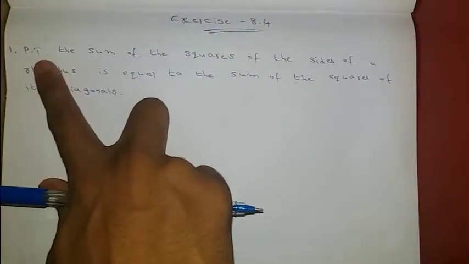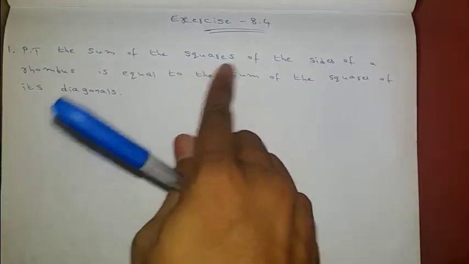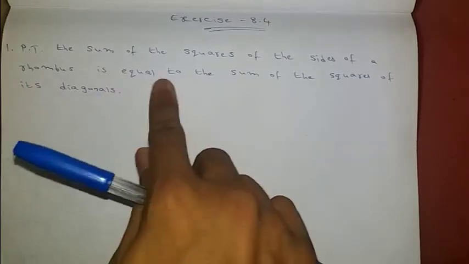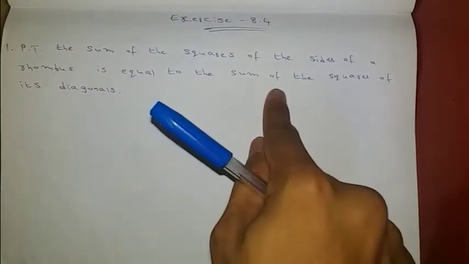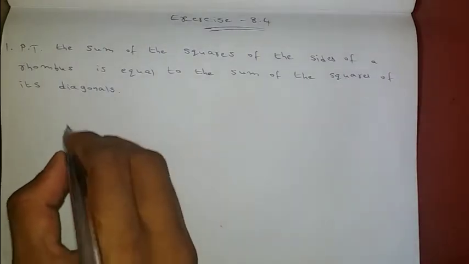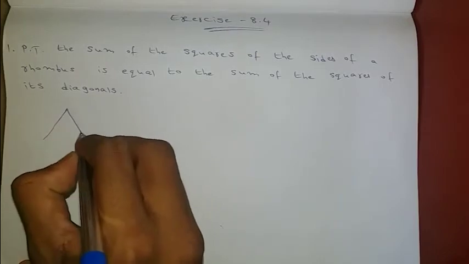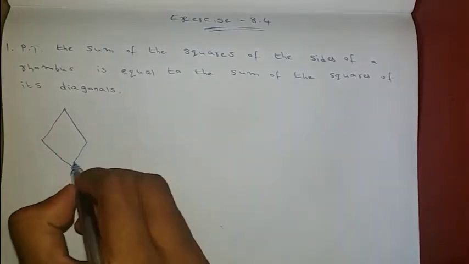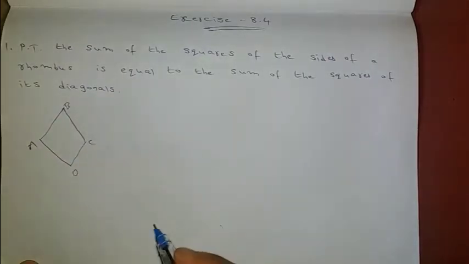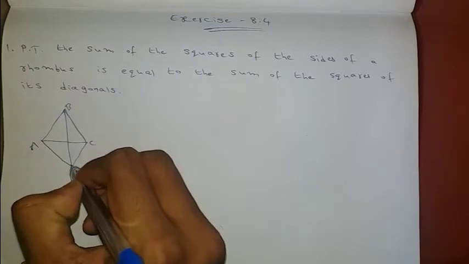The first question is, prove that the sum of the squares of the sides of a rhombus is equal to the sum of the squares of its diagonals. So we have one rhombus. I am naming it as ABCD, and two diagonals, one is AC and one is BD.